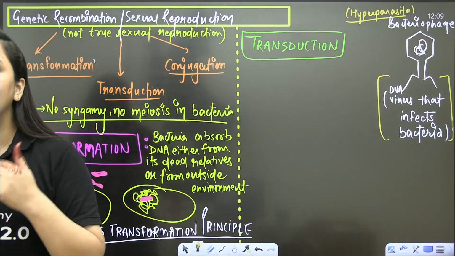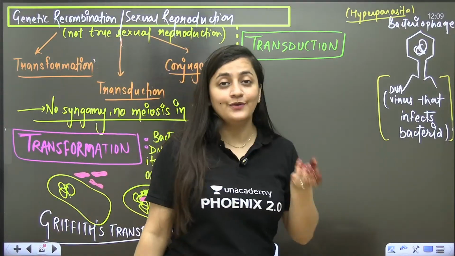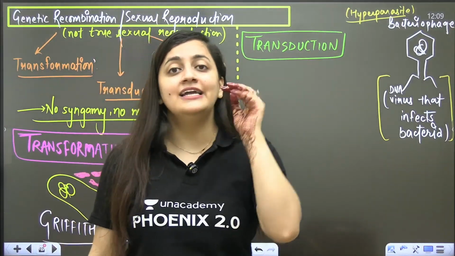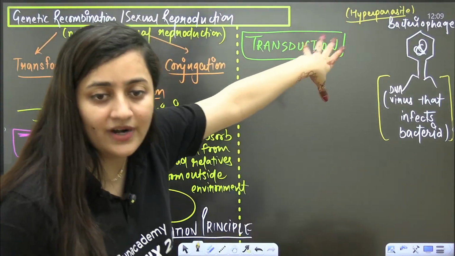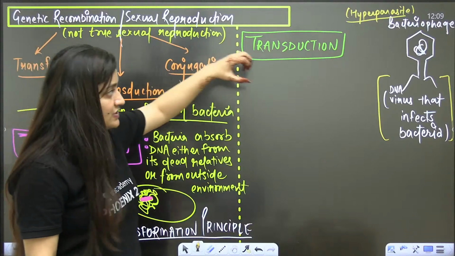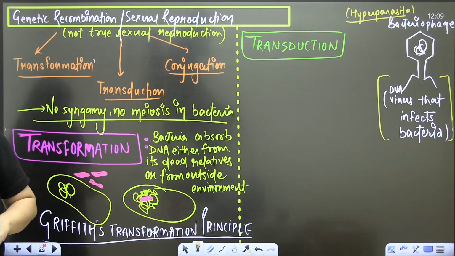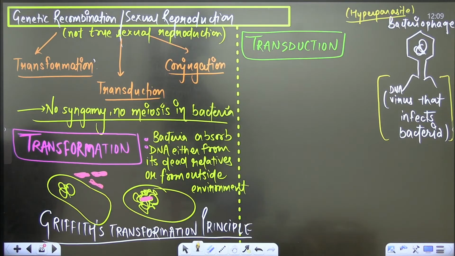When a virus is parasitic on a parasitic host, you can use the word hyperparasite for that. So this is bacteriophage. It's a virus that can infect bacteria. So what is the point here? The point is very simple: the transfer of genetic material from one bacterium to another.